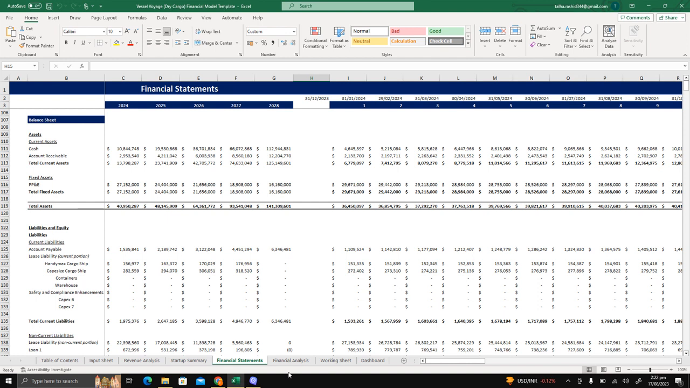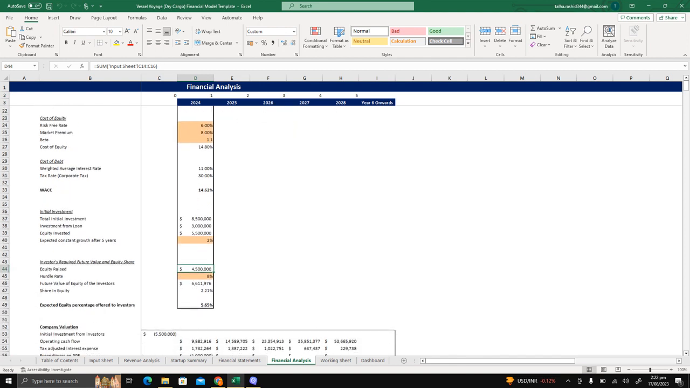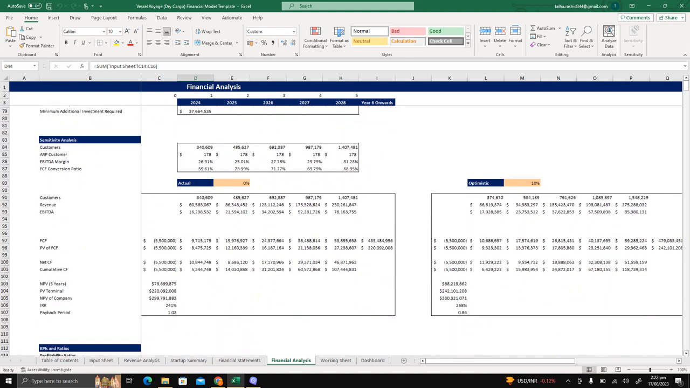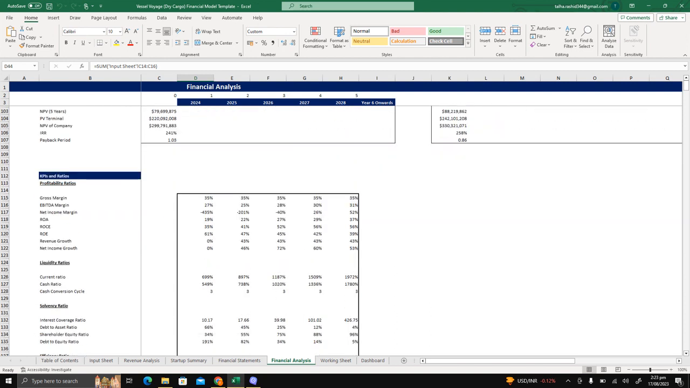Coming towards the financial analysis, as you can see, it includes the break-even analysis and company valuation, which tells you about the WACC and the equity that you can offer to the investor. It also includes the sensitivity analysis, which is based on three different scenarios: actual, optimistic, and pessimistic. It also includes the KPIs and ratios of the company, telling the overall information of the company for the 5 years.